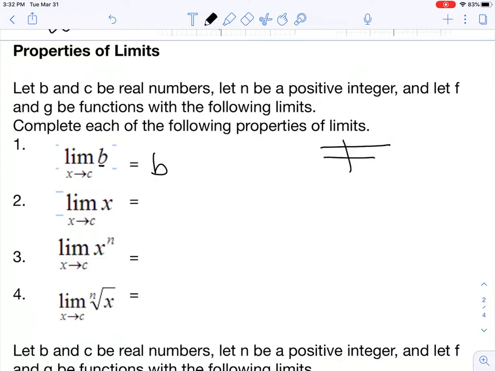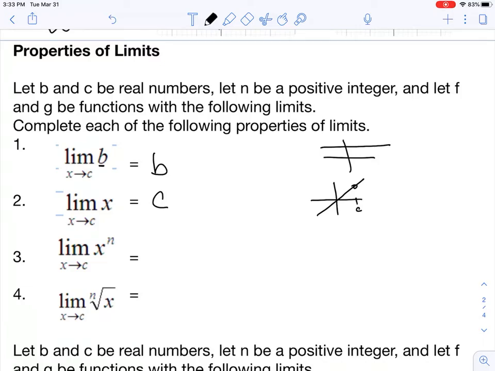All right, so the limit as x approaches c of x, so that's the function y equals x. That's the line y equals x. And if x is getting close to some value c, what's the y value have to be getting close to? That same value, c.